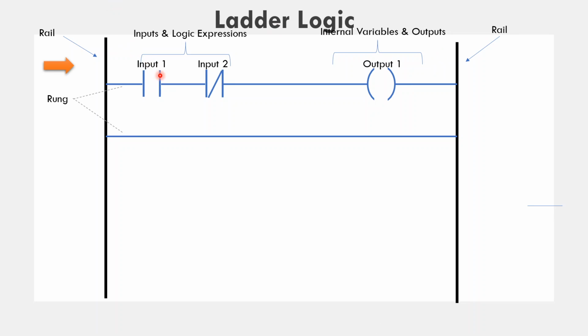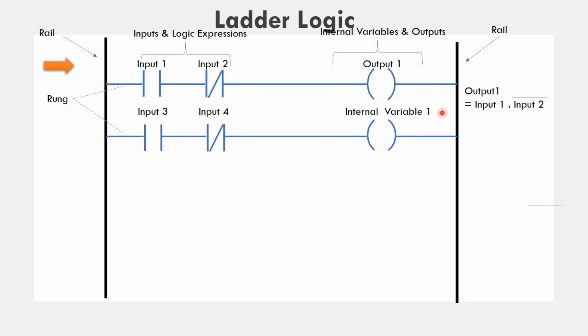So let us consider this. In this logic we have input number 1 and input number 2. This is the normally open and this is the normally closed. So for this, the logic becomes: output 1 will become high as per this logic, meaning as per this combination, it is a logical AND of input 1 and the inverted input number 2.